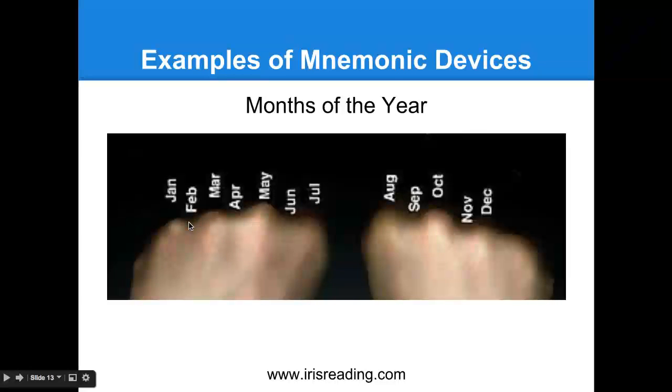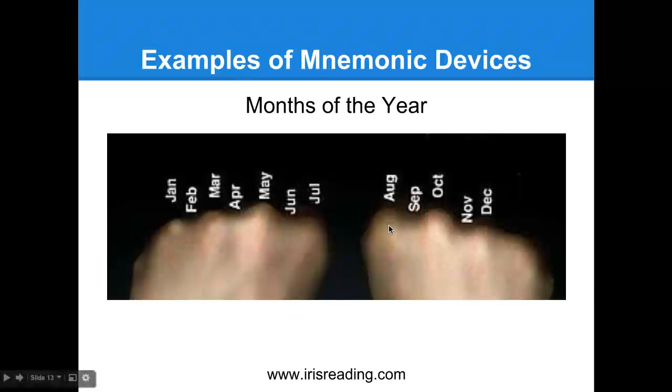That's easy. But then March, there's a knuckle right there. That means 31. April, there's a little dip. See that little valley? That's 30 days. May has 31, and so on. You got June with 30, July with 31, and then you go over to your next knuckle on the other hand, and August has 31.